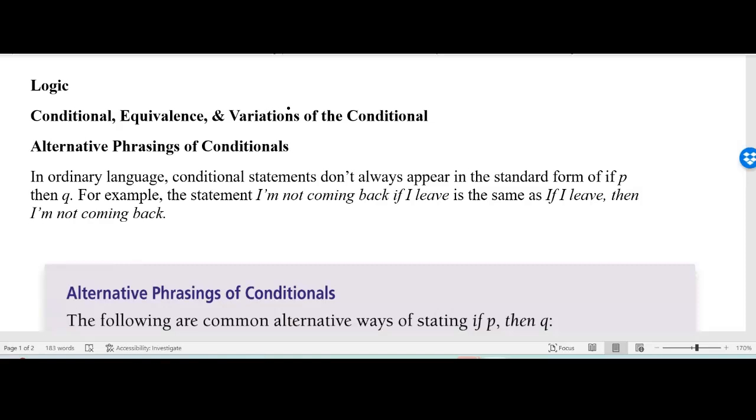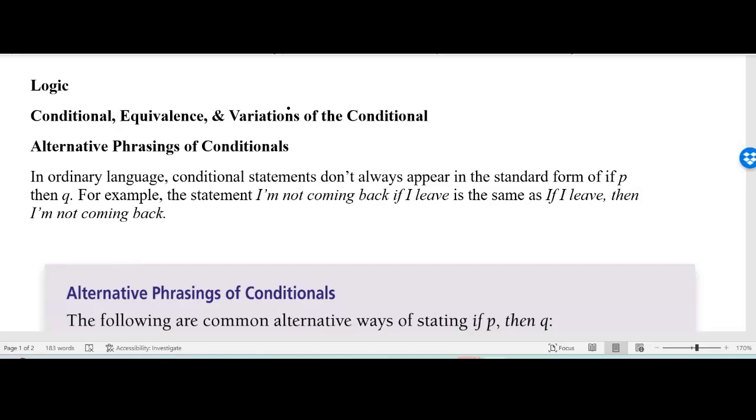Today we're going to be doing the conditional. We're going to look at equivalents and variations of the conditional. And so let's talk about what this is. Alternative phrasings of conditionals. So we looked at if P, then Q, but let's look at some ordinary language where you would see a statement and it actually is a conditional. It's just not said as if then.